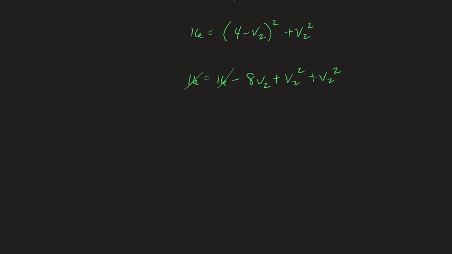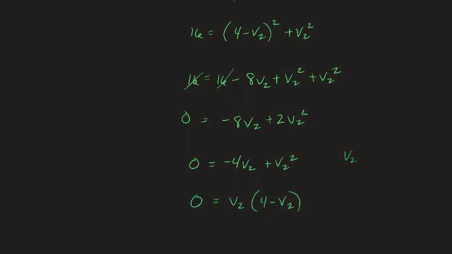And here's the thing. I get minus 8 v2 plus 2 v2 squared. Get rid of one of the 2's, right, because there's a 2 and an 8. And I get negative 4 v2 plus v2 squared. So yeah, I have to factor. And I get v2 times (4 minus v2). So v2 equals 0 or v2 equals 4.